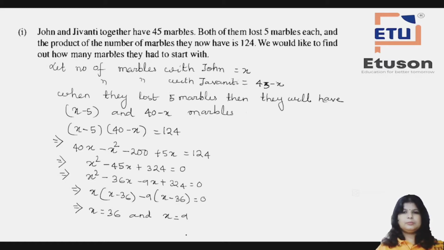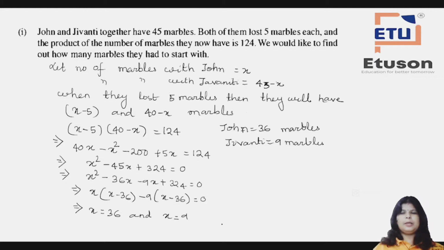So the number of marbles, either John can have 36 or Jivanti can have 36. Either way it is the same. So if John has 36, then Jivanti will have 9 marbles, or the other way round, if John has 9 marbles, then Jivanti will have 36 marbles. Correct or not? You understood, right?